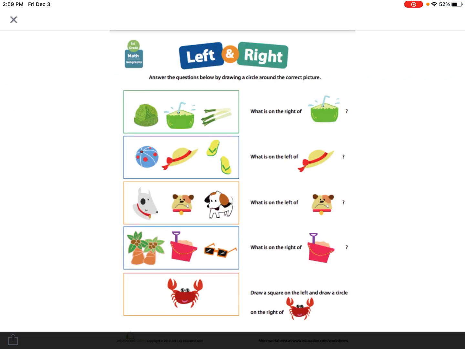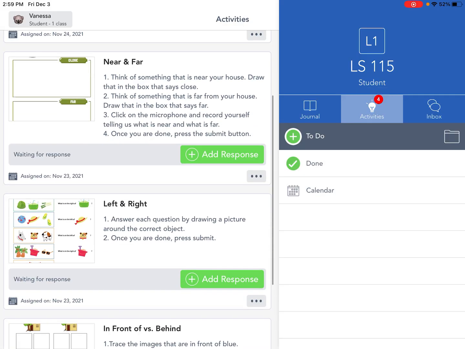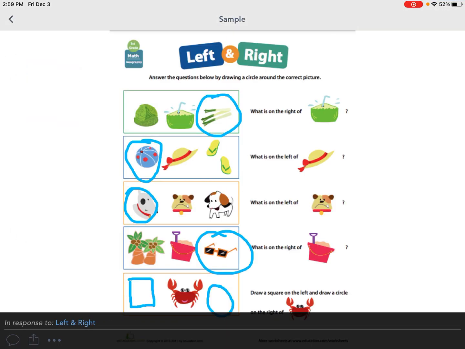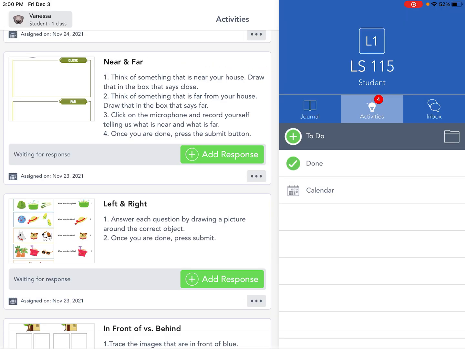And the second worksheet that they worked on is left and right, and this is a worksheet that they completed. Just to give an example, in this one, our students were circling, so they were using their Chromebook screen tool to circle the correct picture. So what is on the right of the coconut, they would circle what is on the right and what's on the left. And I feel like implementing this will allow students to learn the learning objective.